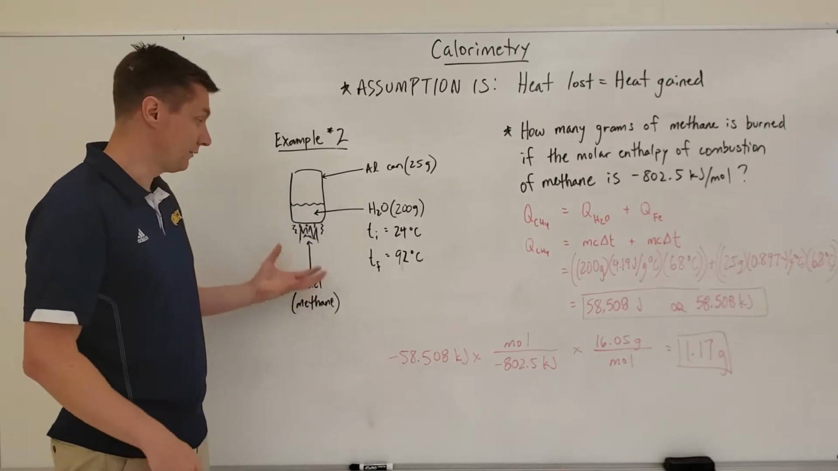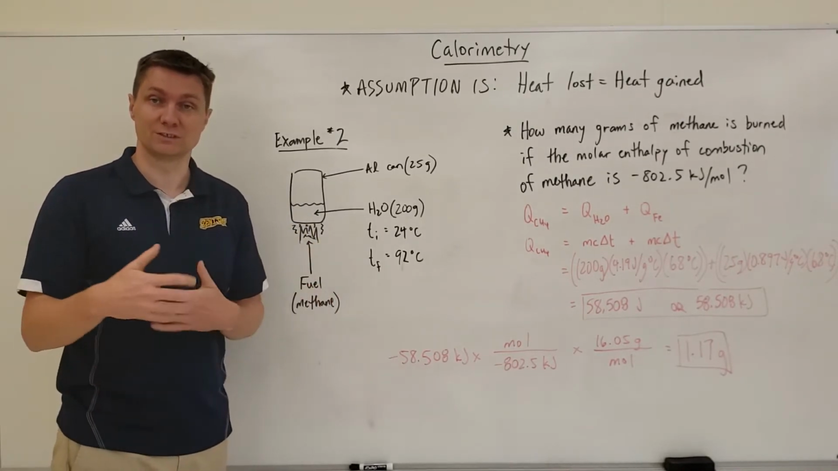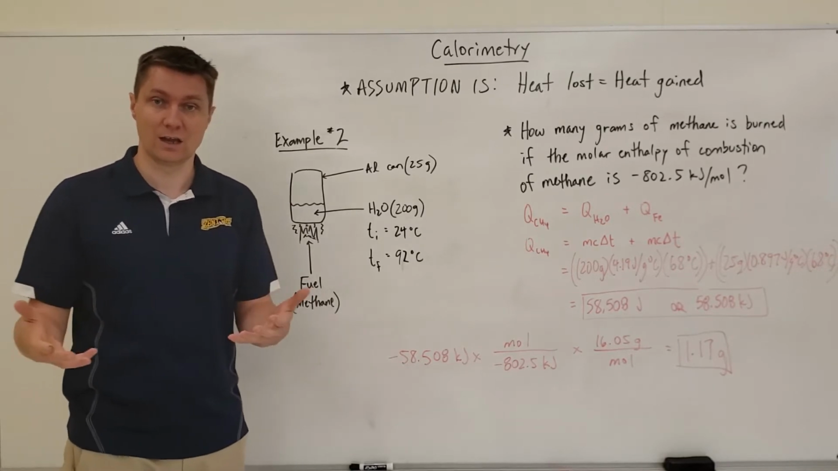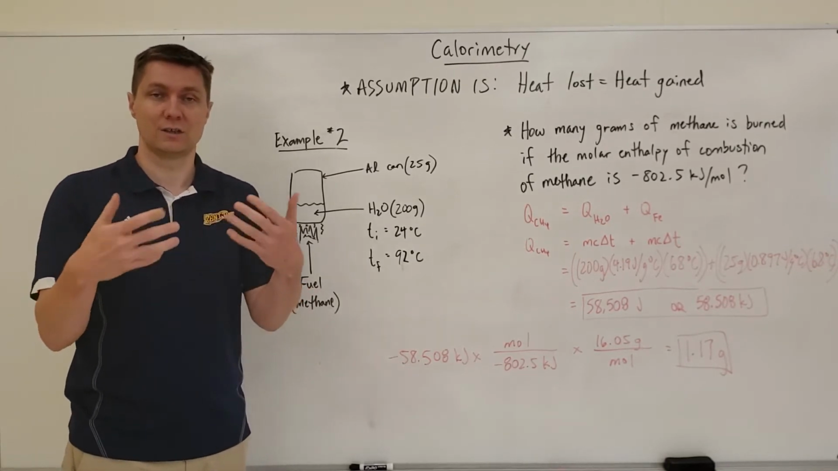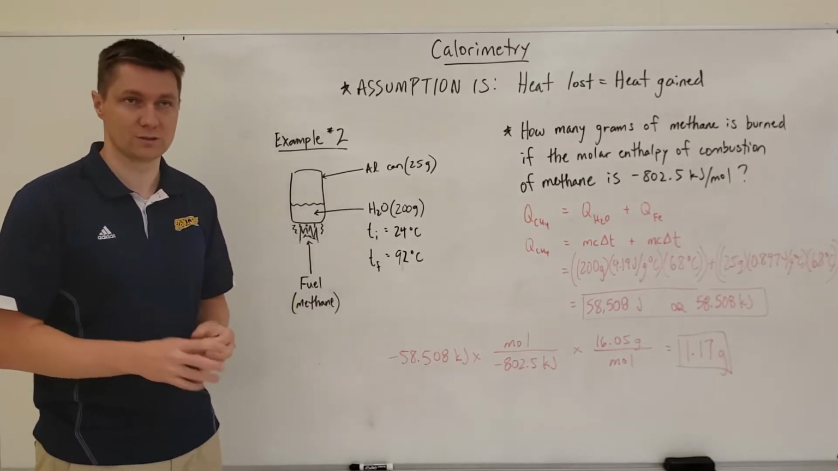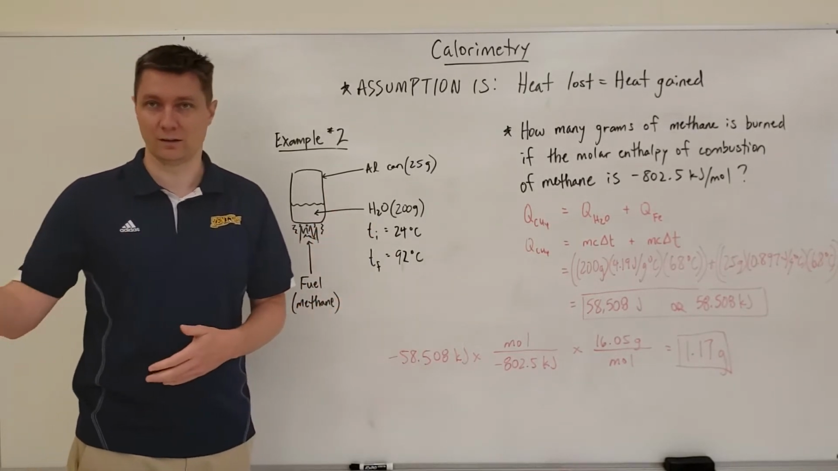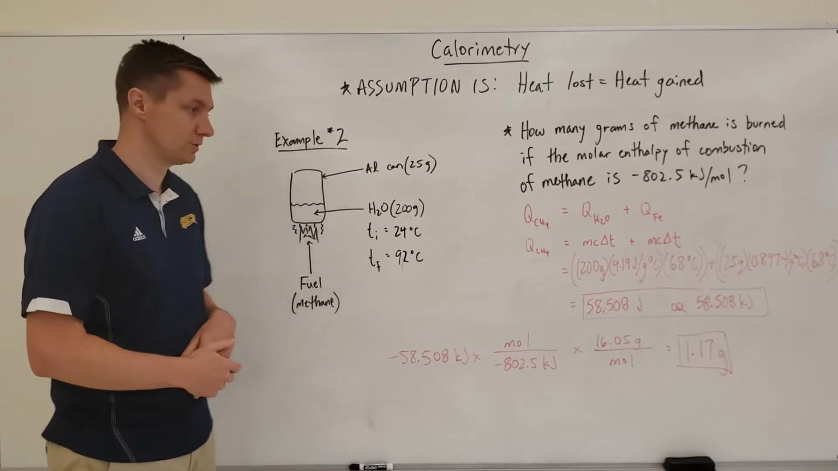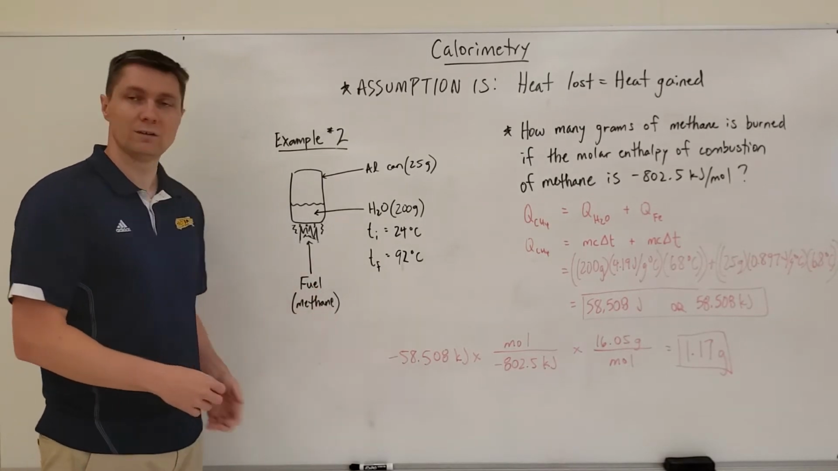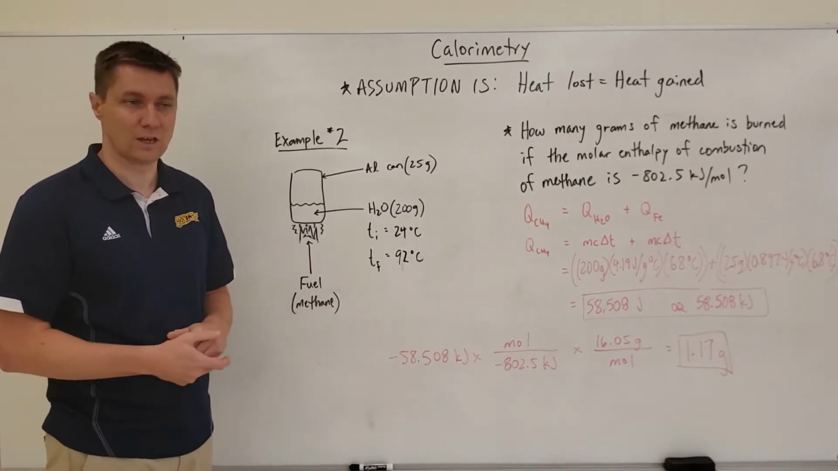Here, we have a change of potential energy because it's a chemical reaction, and that heat that's lost in that chemical reaction is then being absorbed by another substance where its temperature is going to go up. So we have a change in potential energy affecting kinetic energy of another substance. Here we've got this fuel. In this example, it's methane, so CH4.